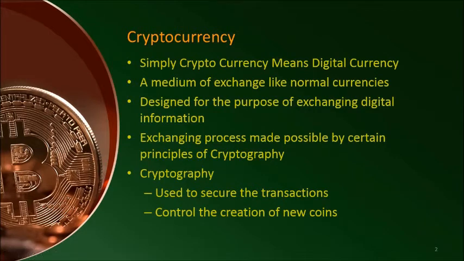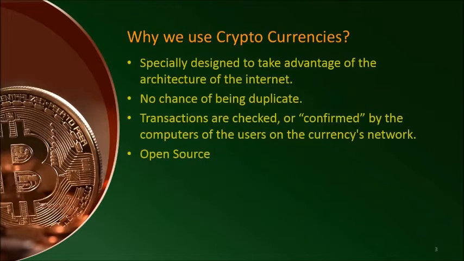Cryptocurrency. Simply, cryptocurrency means digital currency or medium of exchange like normal currency, designed for the purpose of exchanging digital information. The exchanging process is made possible by certain principles of cryptography. Cryptography is used to secure the transaction and control the creation of new coins.